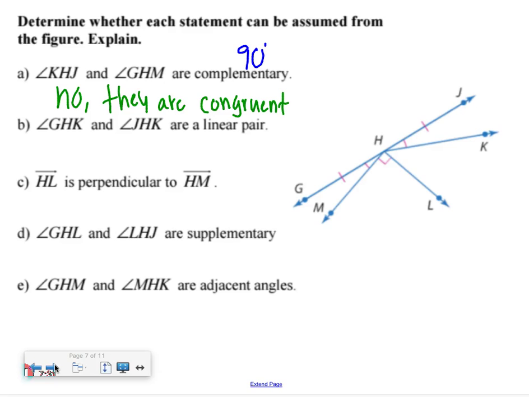Alright, GHK, what's with that big guy, and JHK are a linear pair. Do those two angles form a linear pair? Yes. Do you guys agree? Yes, they are.